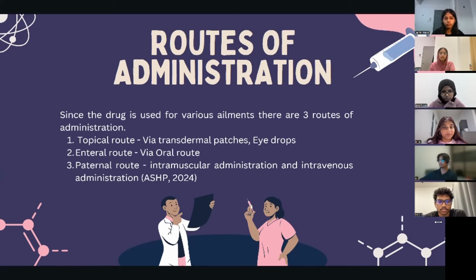The second route of administration is the enteral route, which is also through an oral route. It's used for motion sickness about 1 hour before exposure to motion by using pills, and this prevents gastrointestinal spasms. The last route of administration is by the parenteral route, which is through intramuscular administration and intravenous administration. It's used before preoperative sedation and for emergency treatment of severe nausea and vomiting.